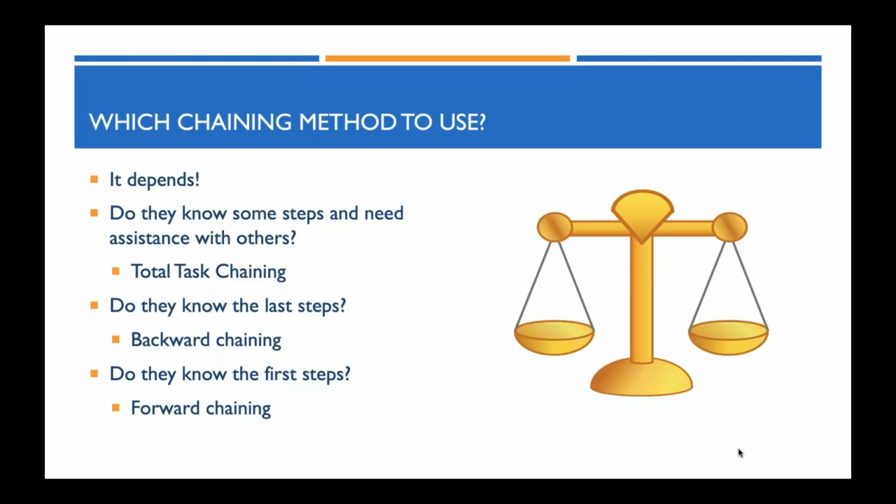Okay, so which chaining method to use? It really depends. You would have to assess your task analysis and assess where your learner is at with each step. So if they know some of the steps and need assistance with others, then you would pick total task chaining. If they're good at the final steps of the chain, you can choose backward chaining. If they know the first steps of the chain and those are easier for them, you can start with forward chaining.